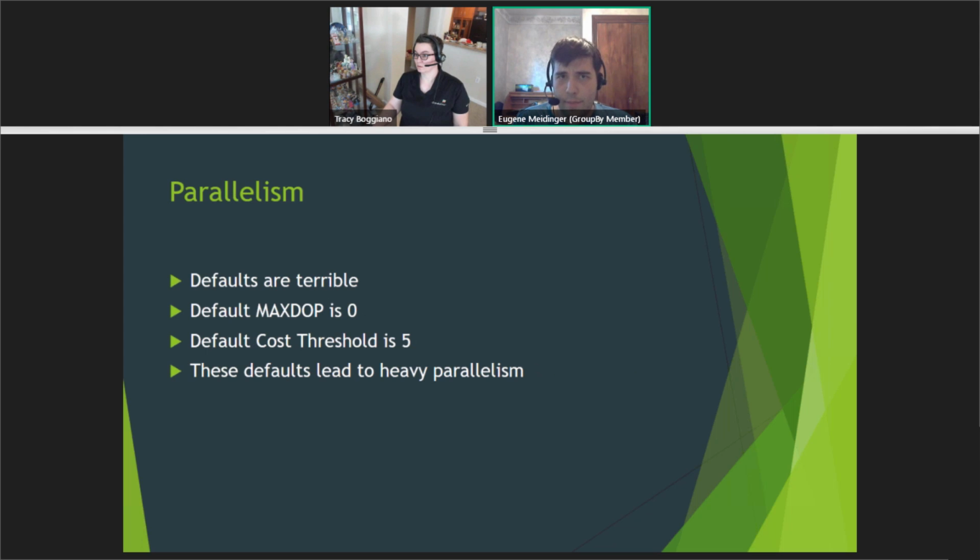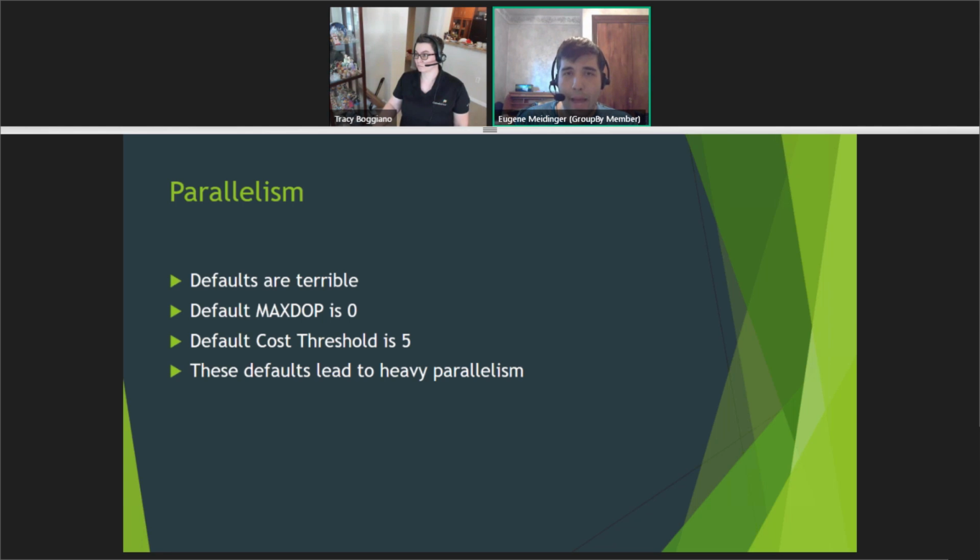You want to look at parallelism. While this may not always be a problem per se, and when we start to talk about one of the wait stats called CXPACKET, people can make knee-jerk reactions to parallelism. At the same time, the defaults are, by default, terrible. So there are 2 measures here that can be configured, and by default, they're terrible.